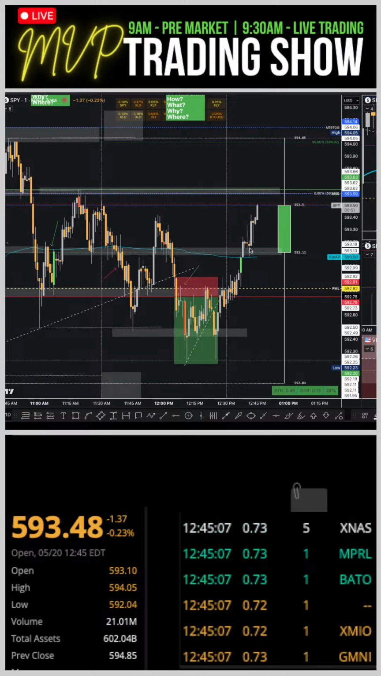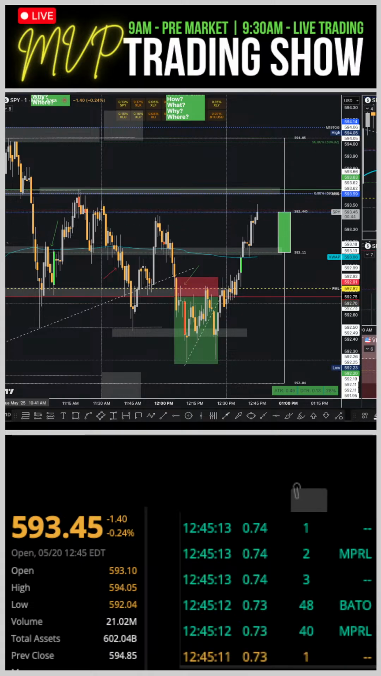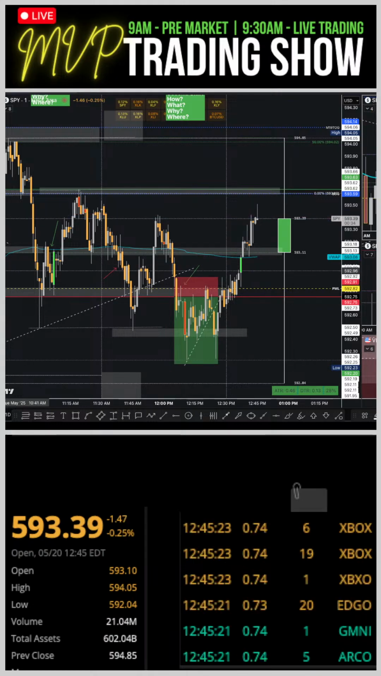Nice reclaim. Right here, the retest was beautiful off that daily open key level. And we continue to push higher. So let's see if we get consecutive candles, two 5-minute consecutive candles above that level.